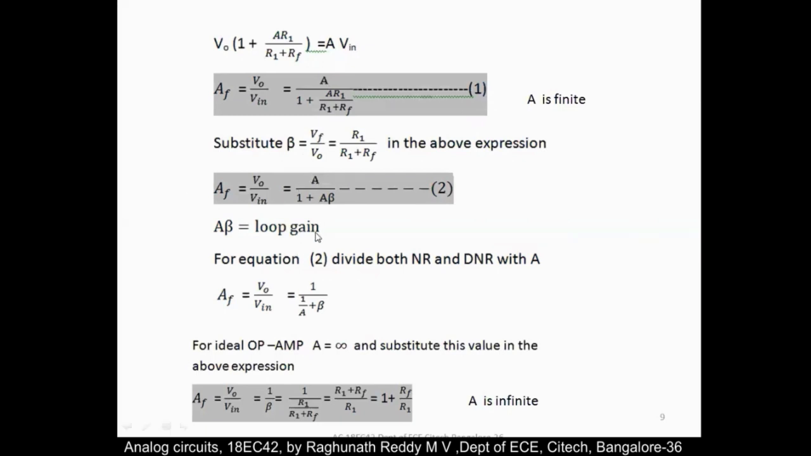Next, we have to calculate closed loop gain for the ideal case. In order to do that, first we divide this expression by A in the numerator and denominator, so that we get this expression. Then substitute A equal to infinite for the ideal op-amp, so that we get 1 over beta. If we substitute the beta value, R1 divided by R1 plus RF, that is equal to 1 plus RF by R1, which is the closed loop voltage gain when A is infinite.